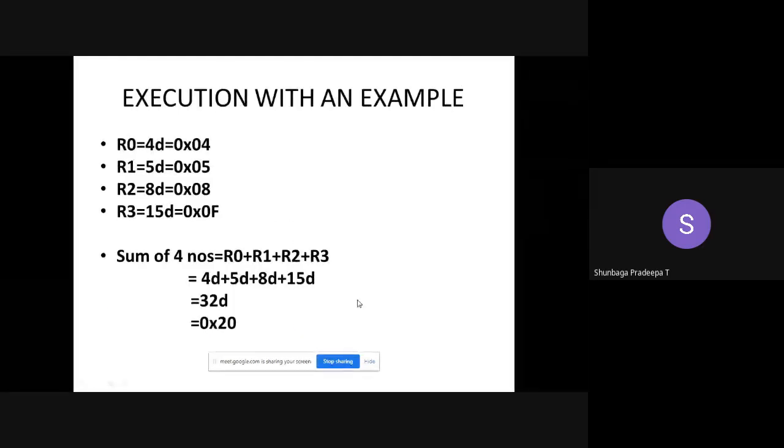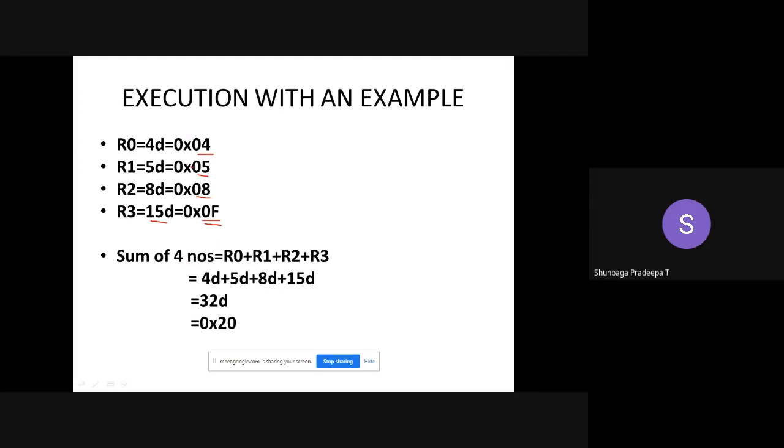So now we will execute the code with an example. What we are discussing is to add 4 numbers. So let us take the 4 numbers as 4, 5, 8 and 15 in decimal. So in hexadecimal it corresponds to 5, sorry, F. Okay. So how to perform this? We have to load these 4 values in some global variables x1, x2, x3, x4, which I have now assigned to the registers R0, R1, R2 and R3.